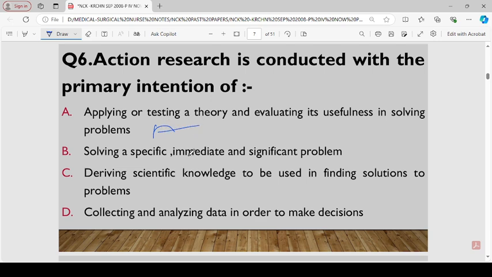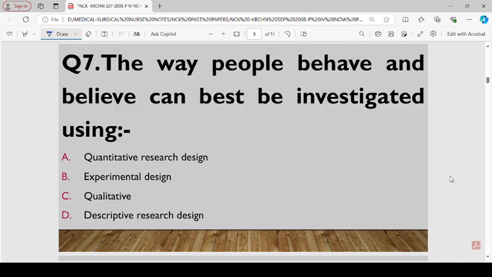Collecting and analyzing data, this is just data collection, right? Deriving scientific knowledge to be used in finding solutions, this is more of basic or pure research. The best option for us here: action research is normally conducted with the primary intention of solving a specific, immediate, and significant problem.